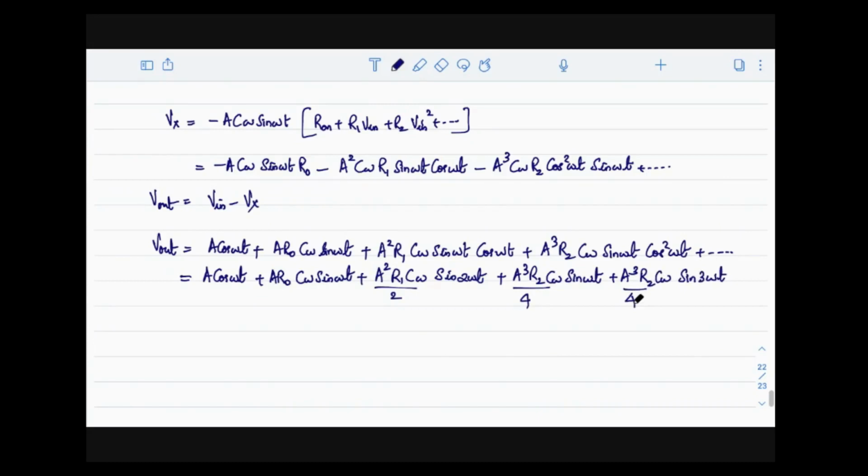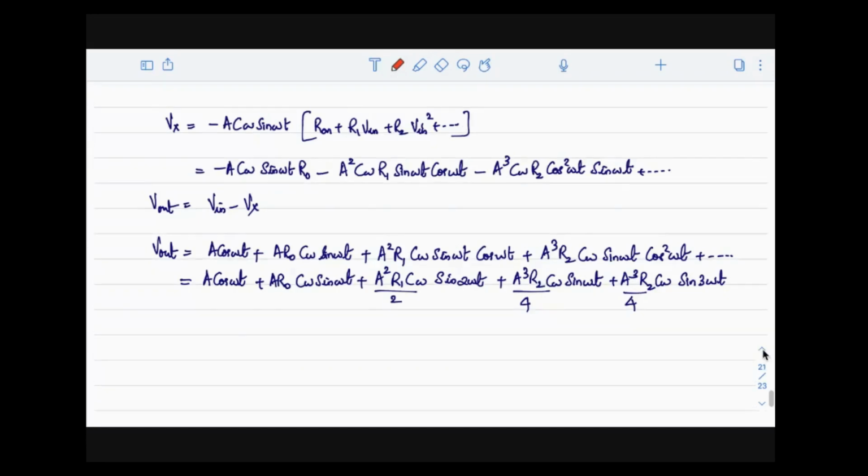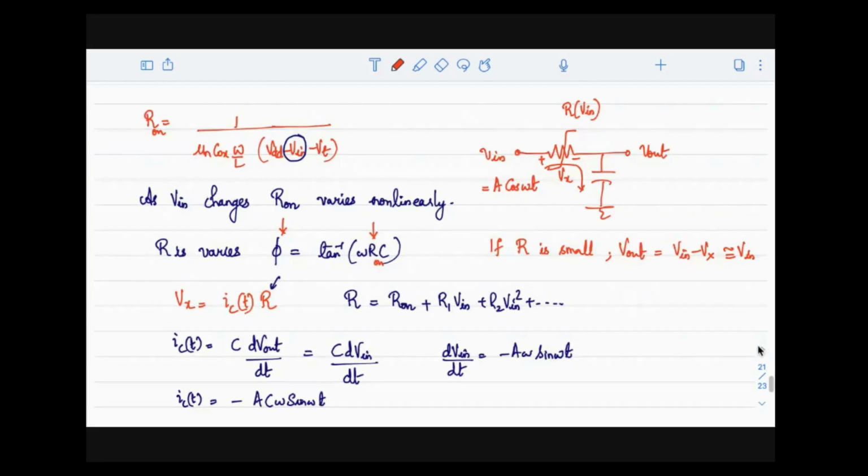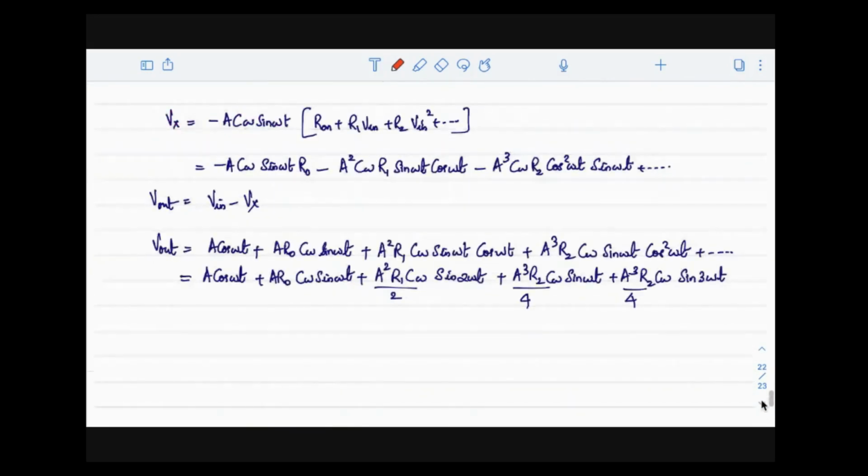Why we have done this exercise is, we can state directly that there is non-linearity because from the expression of on resistance itself, as your voltage V varies, there will be non-linear resistance. But by modeling also, we can see that there are components at 2 omega t, there are components at 3 omega t, and in short, this is resulting in harmonic distortion.